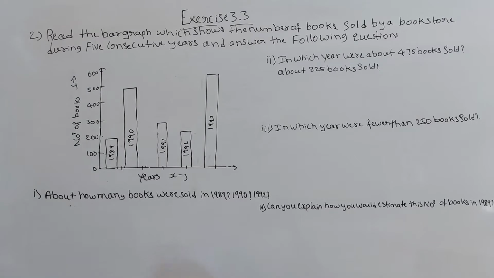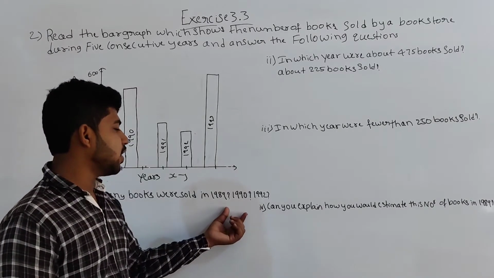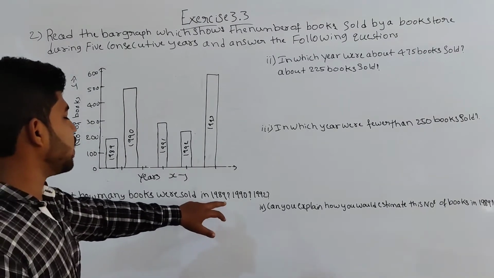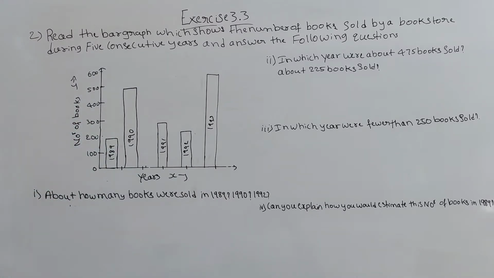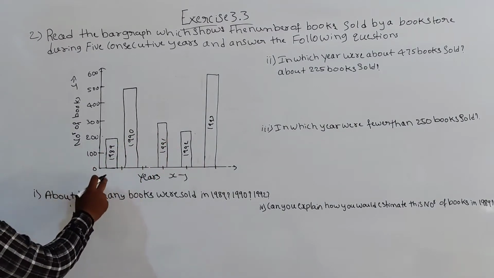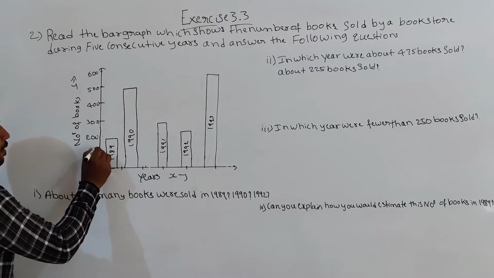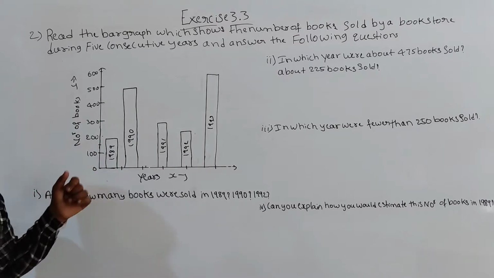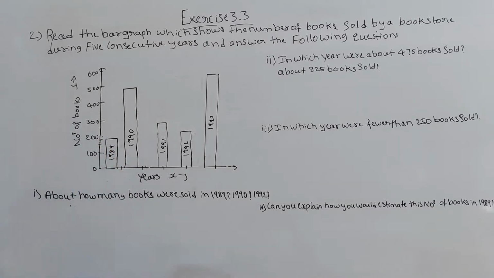Look at the first question. About how many books were sold in 1989, in 1990 and in 1992? What is the question? About how many books were sold in 1989, 1990 and in 1992? Look at the first bar graph. In 1989, how many books are sold? We will get 150 in the middle between 200 and 100. We will get 150 as the middle. 160, 170, 180. We will get 180.